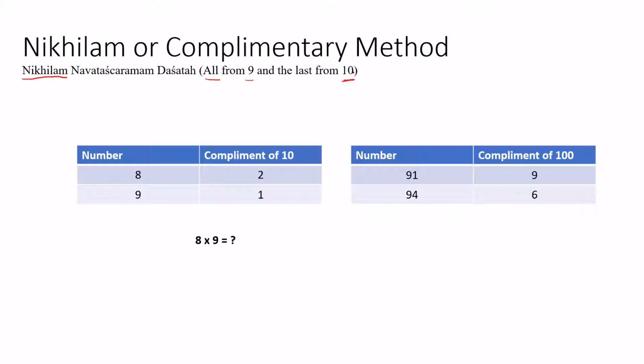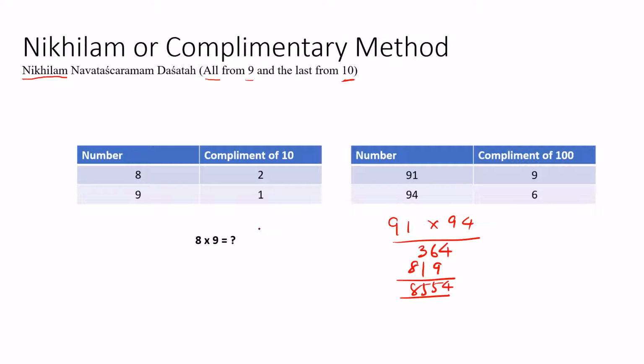Now let's see an example. If you have to multiply 8 into 9, or you have to multiply 91 into 94, you will do the traditional method. All of you know how to do it, right? If I ask you how to do 91 into 94, you will do 4 nines are 36. Then you have 9 nines are 81, right? This is how you do. This is the traditional method.